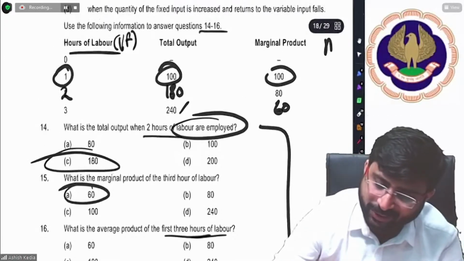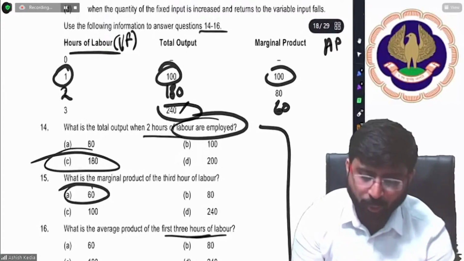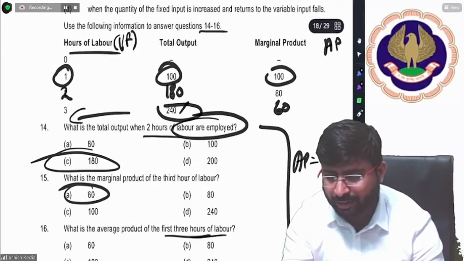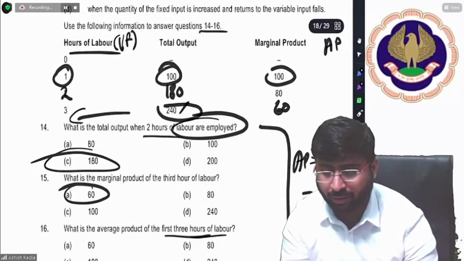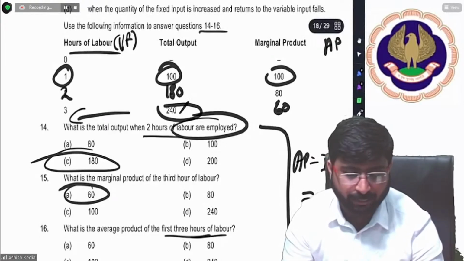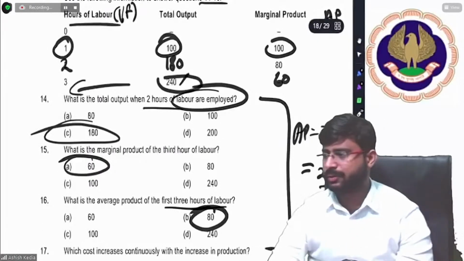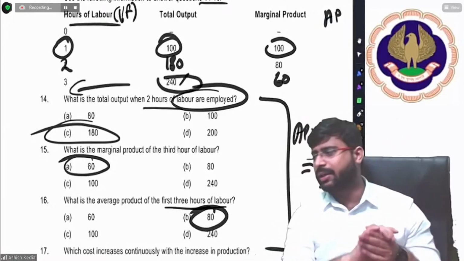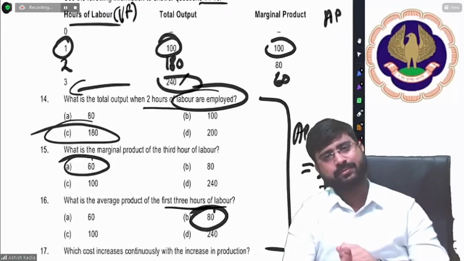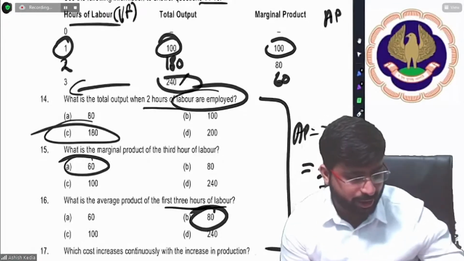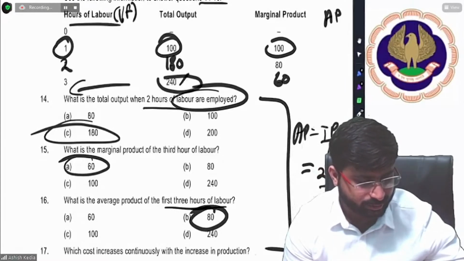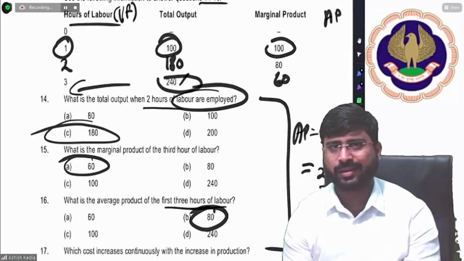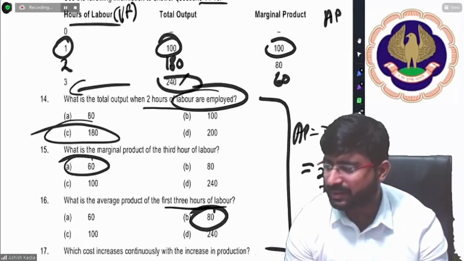What is the average product of the first 3 hours of labor? So now we have to find the average product. Total output is 240. So 240 divided by 3, because average product is total product divided by units of labor, that is, units of variable factor. So total is 240, labor is 3. So 80, there you have it. Is that clear, friends? Come on, everyone. Is that crystal clear? Yes, sir. It indeed is.